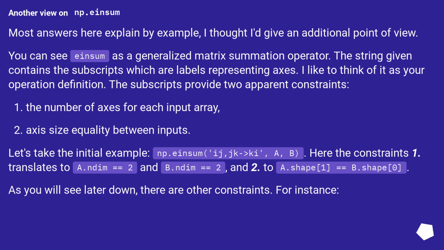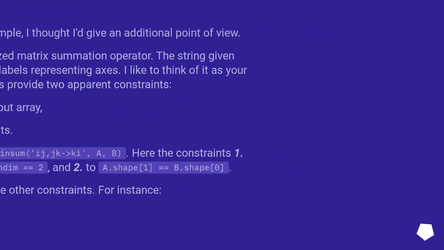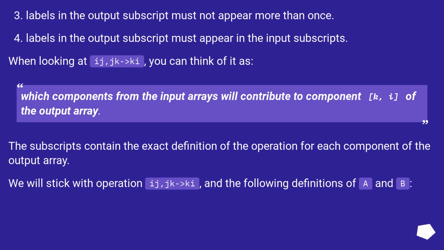Let's take the initial example, np.einsum('ij,jk->ki', a, b). Here the constraint 1 translates to a.ndim equals 2 and b.ndim equals 2, and 2 to a.shape[1] equals b.shape[0]. As you will see later down, there are other constraints. For instance, labels in the output subscript must not appear more than once. Labels in the output subscript must appear in the input subscripts.